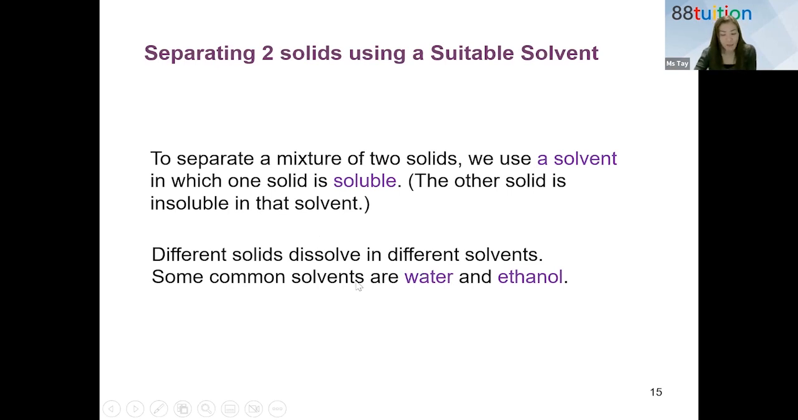Now, let's say we have a mixture of two solids. Then you must choose a suitable solvent. In the question for the last 2 weeks, you have seen already, you're supposed to choose the right solvent to decide how you are going to carry out the separation process. We know that different solids dissolve in different solvents. The very common solvents will be water as well as ethanol. Very frequently used, and definitely so for your syllabus.